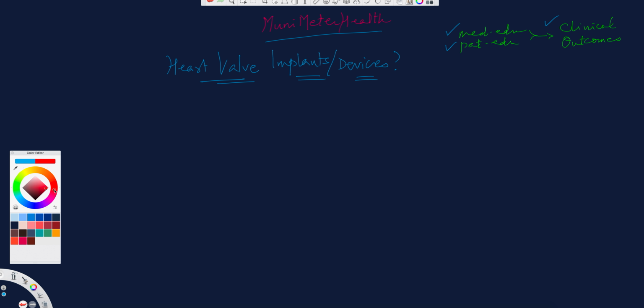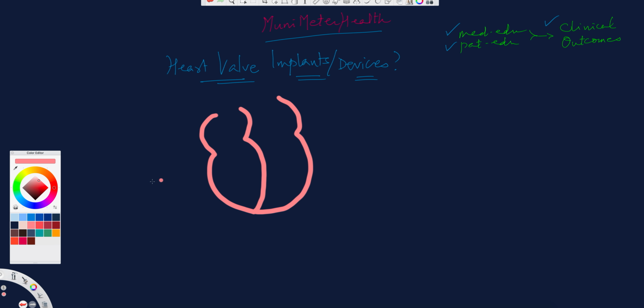So let's draw a quick schematic to understand the positions of the valves. Having understood that the heart has 4 chambers, and therefore 4 valves, we'll draw the valves in a different color. This is the tricuspid valve that has 3 leaflets. This is the mitral valve, and then you have the pulmonary artery here and the aorta here, which will have their own valves. So we have 4 sets of valves: the tricuspid valve, the mitral valve, the aortic valve, and the pulmonary valve.